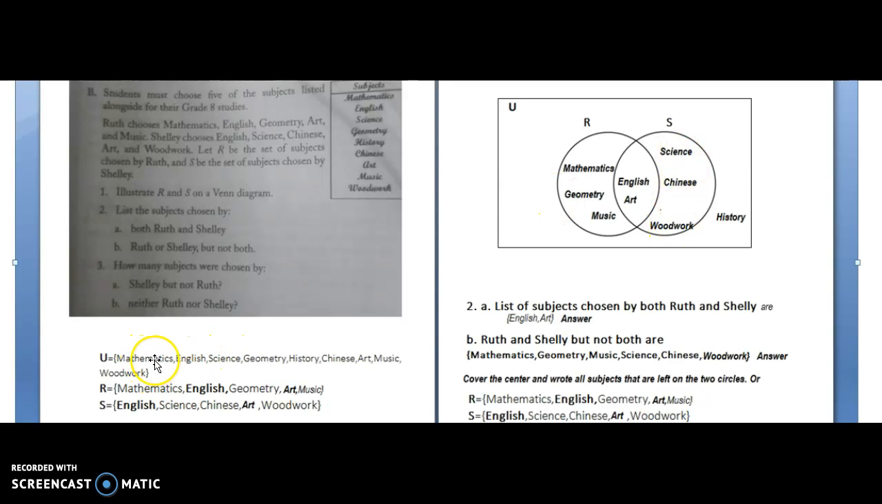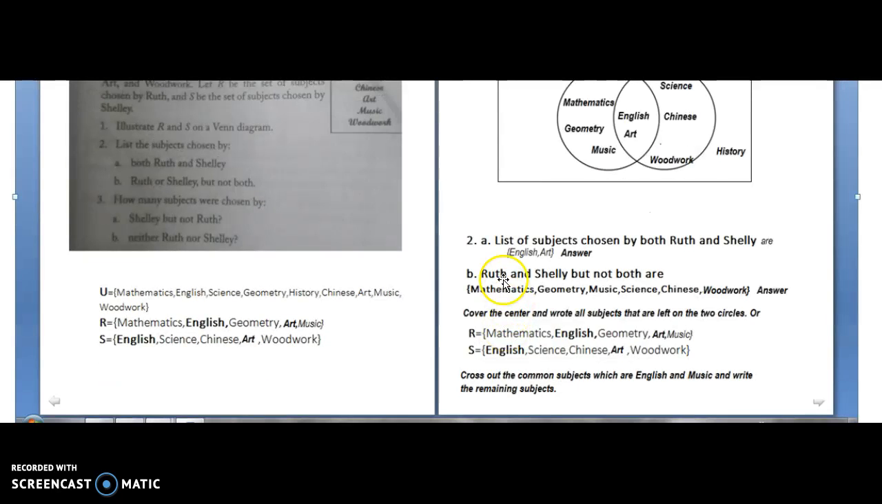Then cross out what you write on the 2 sets. You have already mathematics, English, science, geometry, and history. Since history is not on R and S, you have to write it outside, right here. Then you have Chinese, art, music, and woodwork. So only history is written outside of set R and set S. So that is your illustration of your Venn diagram.